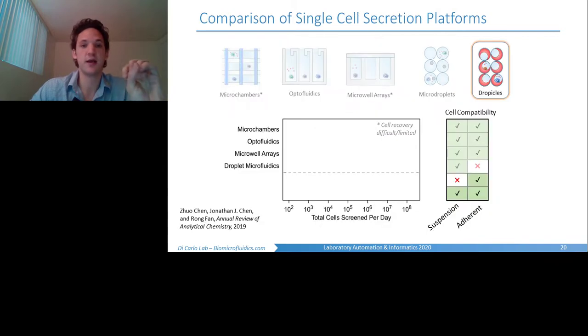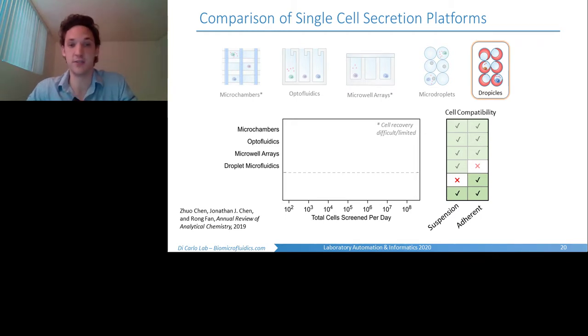So a good point to bring up: I showed that slide earlier with the various microfluidic systems. My first main point was that we want to create a system that is more accessible to researchers, really emphasizing that we want it to be compatible with any standard lab equipment. But how does the performance of our system actually stack up against these systems? If we consider these examples, I'm just taking the number of cells that you can screen per day as a metric. For some of these cases, so microchambers and maybe optofluidic systems, the throughput is a little bit less.